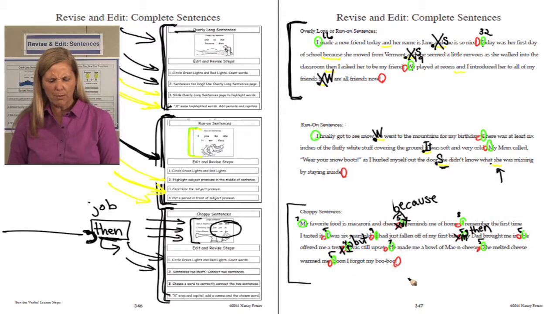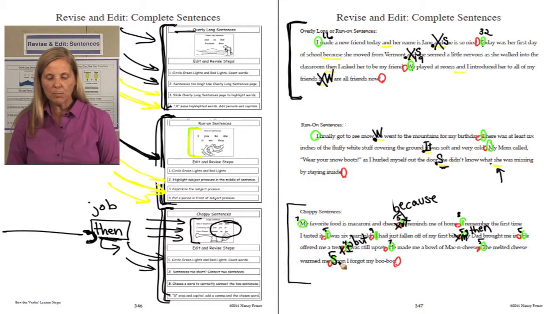For soon I forgot my boo-boo. Because soon I forgot my boo-boo. I don't like any of those. They don't make sense. So we're not going to add anything there. The melted cheese warmed me, soon I forgot my boo-boo. Why did it make sense? And this is when you want to point out to kids, because you had the transition word soon. We connected all of our sentences together, and what do we have now?